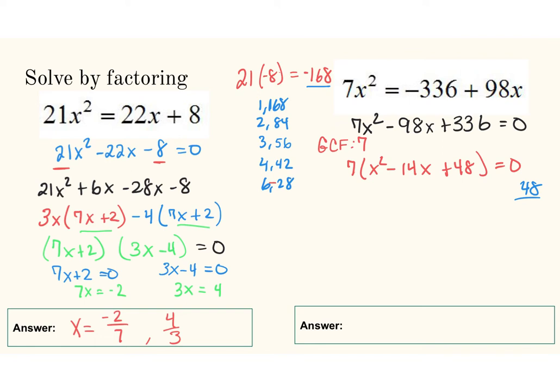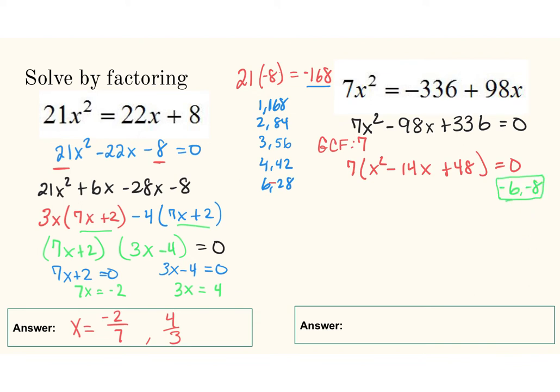First, you want to identify that there is a GCF in this one and take that out first. So the GCF is 7. That leaves me with x squared minus 14x plus 48. So now I will list factors of 48 to find my magic numbers. I know the two magic numbers will be negative 6 and negative 8.